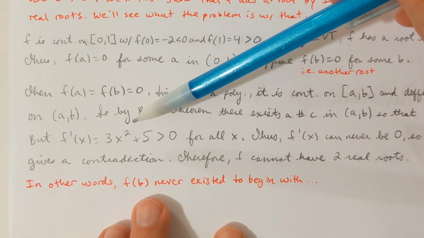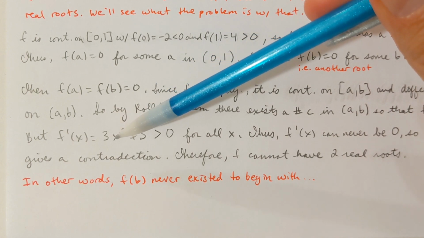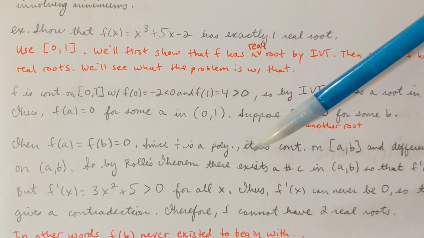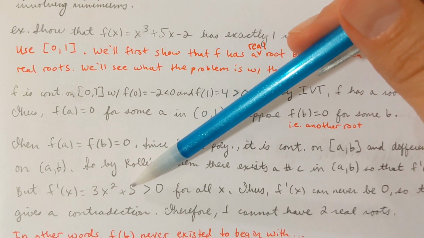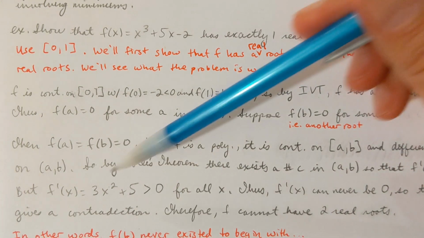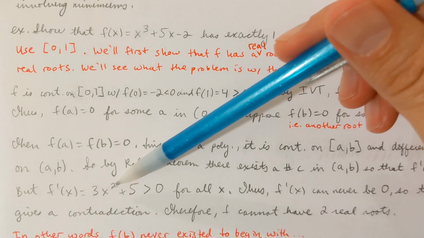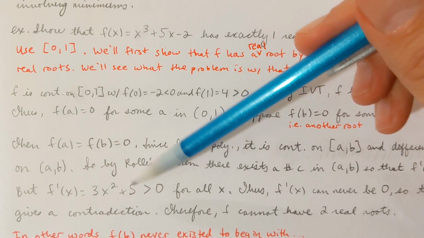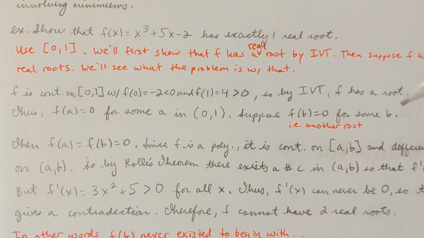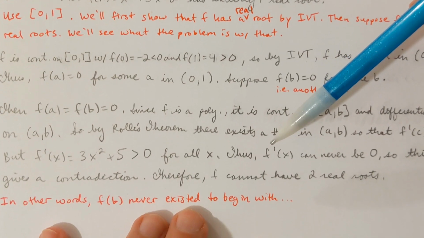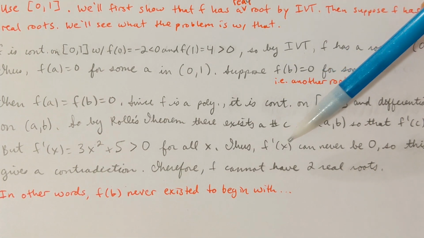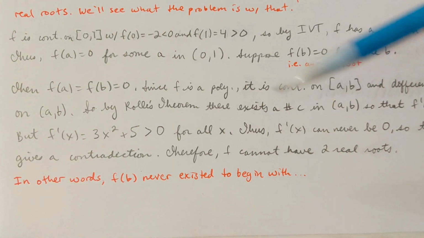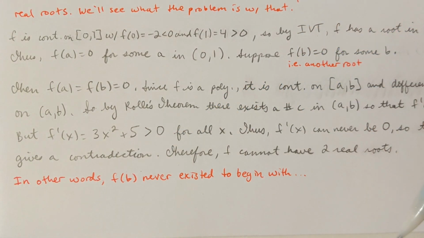But there's a problem with that, because f prime of x is 3x squared plus 5. 3x squared plus 5 will never be 0, no matter what x is. If you square a number, you'll never have a negative. If you multiply by 3 and then add 5, you'll still never have a negative, but then you'll never have 0. And thus, f prime of x can never be 0, so this gives us a contradiction. In other words, f of b never existed to begin with.